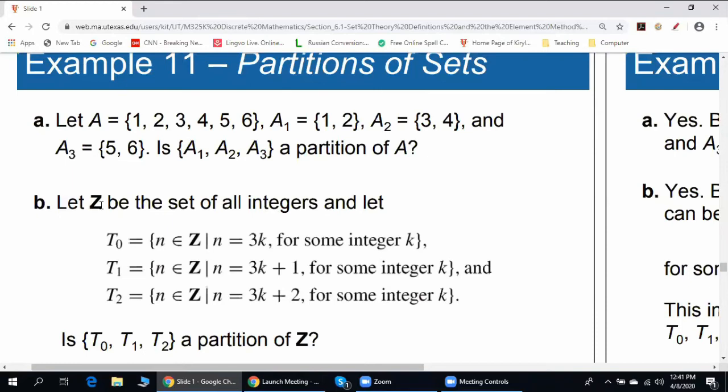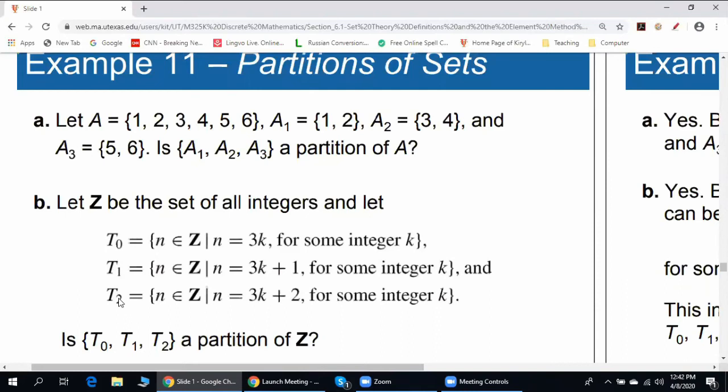Let us consider Z, the set of all integers. Then T0, T1, T2 is a partition of Z, because the union of T0, T1, T2 is Z, and T0, T1, T2 are mutually disjoint. The fact that the union is Z and they are mutually disjoint follow from the quotient remainder theorem.